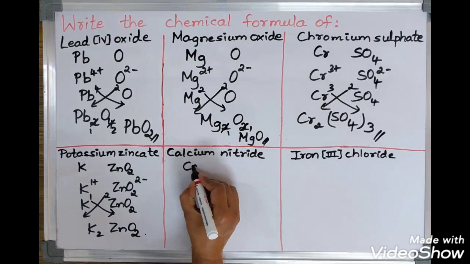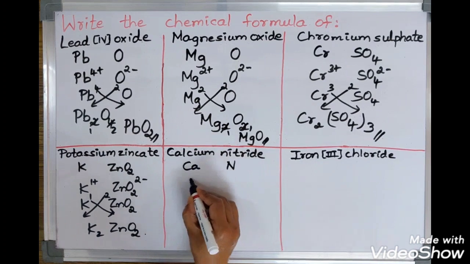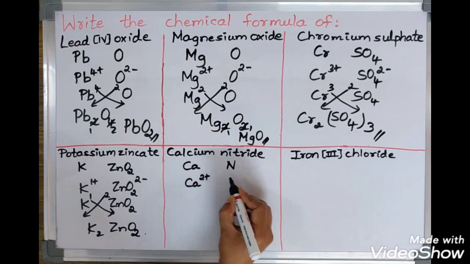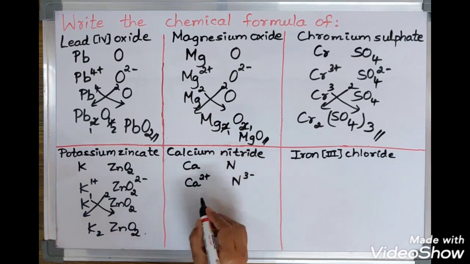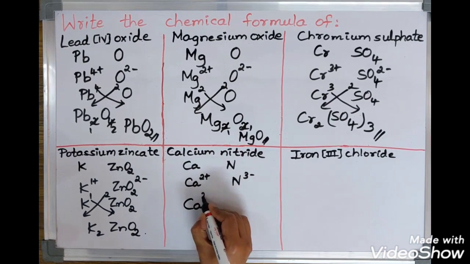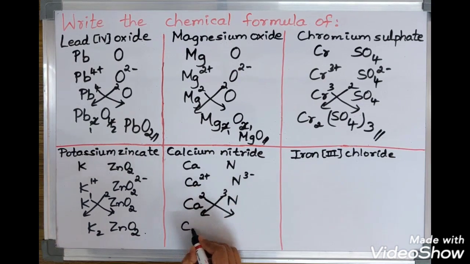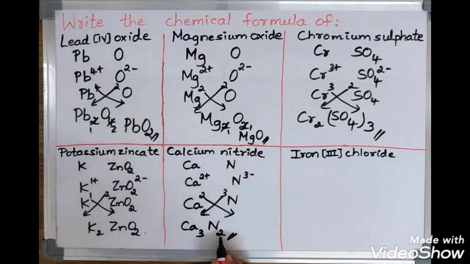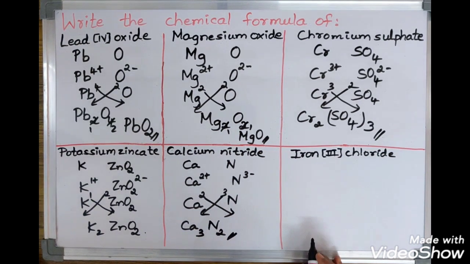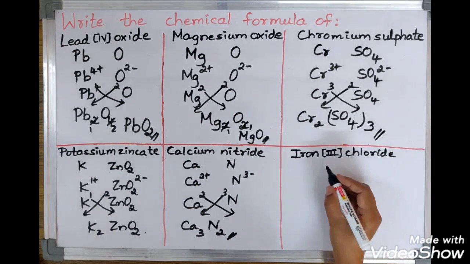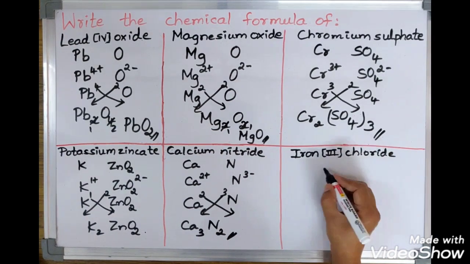Calcium nitride, CaN, Ca2 plus, N3 minus, Ca2N3. When we interchange, we get Ca3N2. Now we don't have any common factor. We neither have a radical of 2 or more atoms, so there is no need of bracket also. Now we'll move on to the next example, iron 3 chloride.